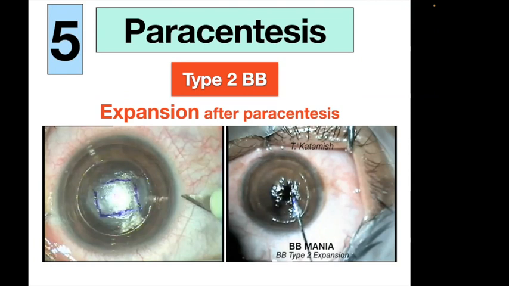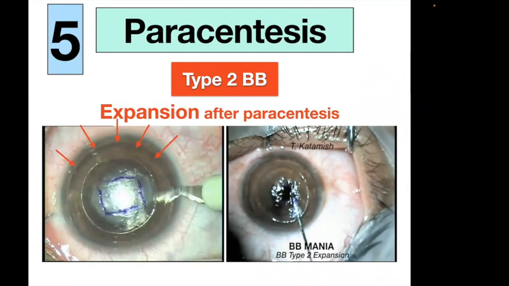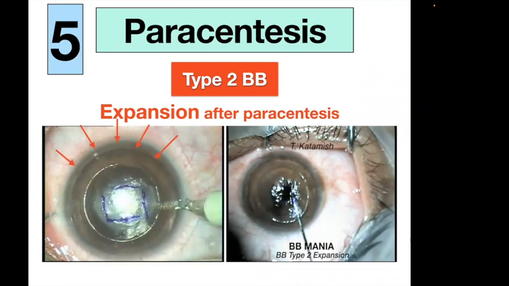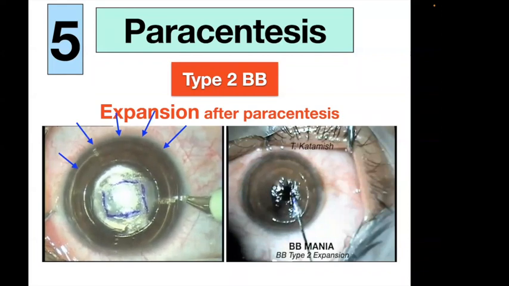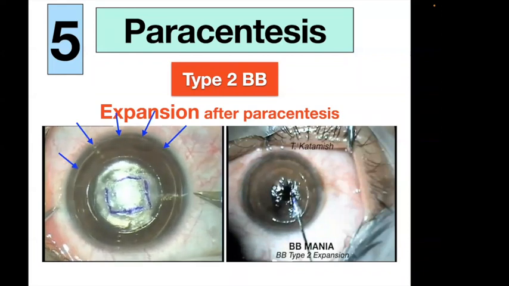Watch carefully this example. This is the bubble. Watch when you open the anterior chamber, this bubble will expand. You see? You see, it has expanded. So you have to be very careful. You have to do your opening in the extreme periphery and in a vertical orientation.